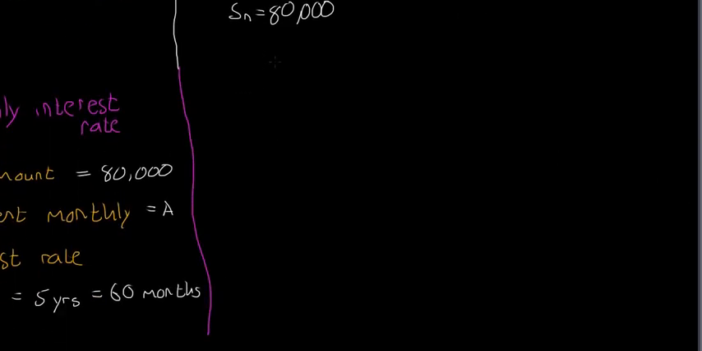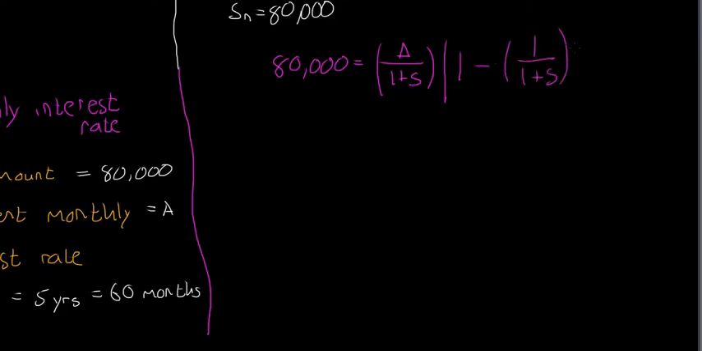So it's going to be that 80,000 is equal to A over 1 plus S multiplied by 1 minus 1 over 1 plus S, all to the power of 60. That's all divided by 1 minus 1 over 1 plus S. Okay? So I'm going to quickly try and go through the algebra. It does get a little bit messy.